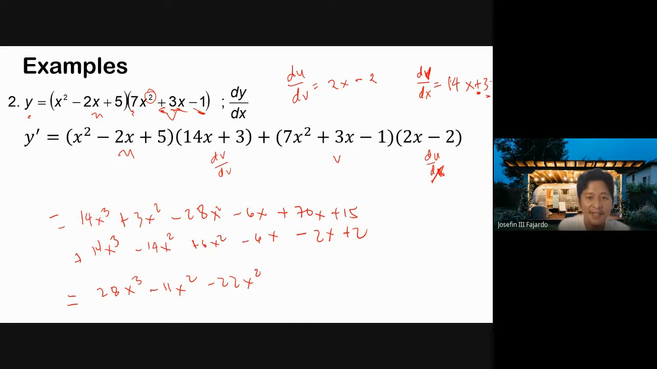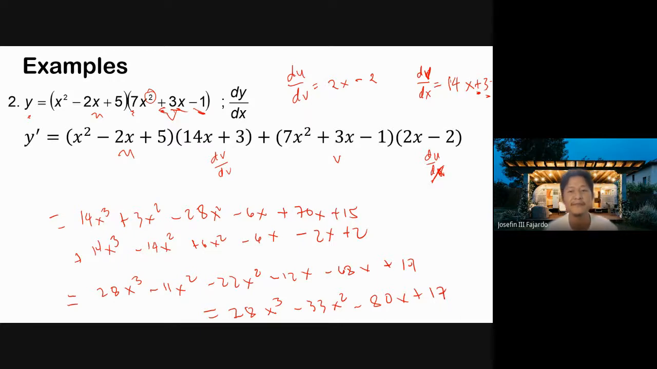Okay, pinag-add ko pa itong one, pwede naman natin simplify to. Sabayin ko na ha. Sige, wag na nga lang. So, negative 12x minus 68x plus 17. Simplify pa natin, 28, sorry. 28x cubed minus 33x squared and then minus 80x plus 17. Ayun. So, tapos na tayo.